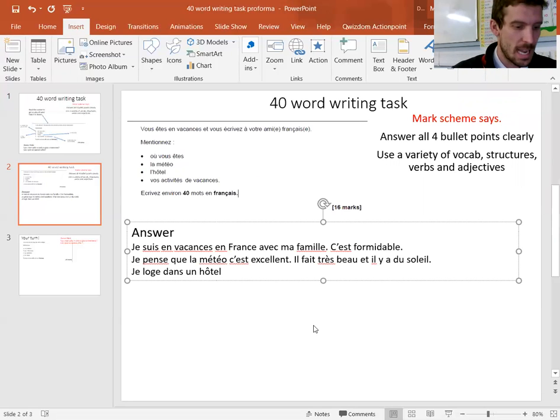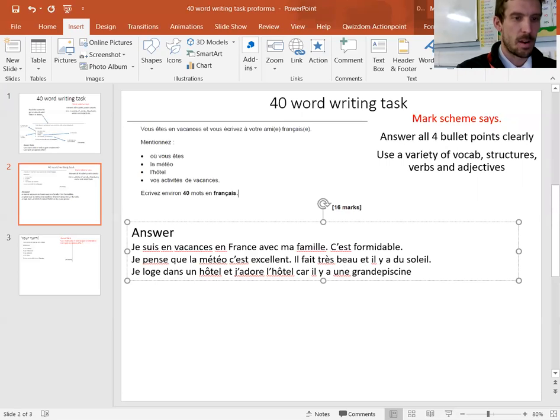Je loge dans un hôtel, and I can give an opinion about it. And j'adore. I love it. J'adore, or I love the hotel. J'adore l'hôtel. What I said, oh, 147, wasn't it? J'adore, yeah. J'adore l'hôtel. Now I give a reason why. I stay in a hotel and I love the hotel car I could say because it is, or what about car il y a une piscine? Maybe. What about a big swimming pool?